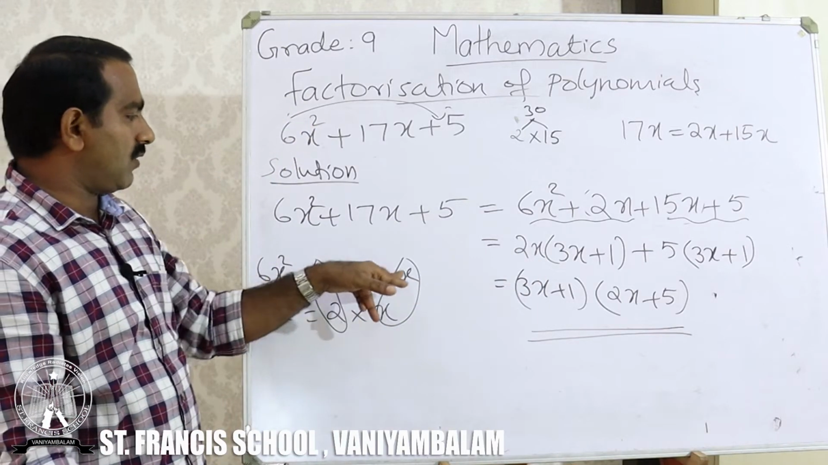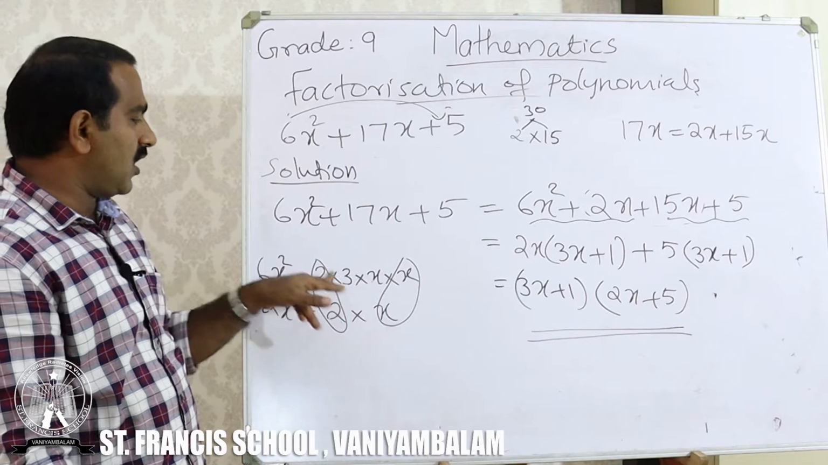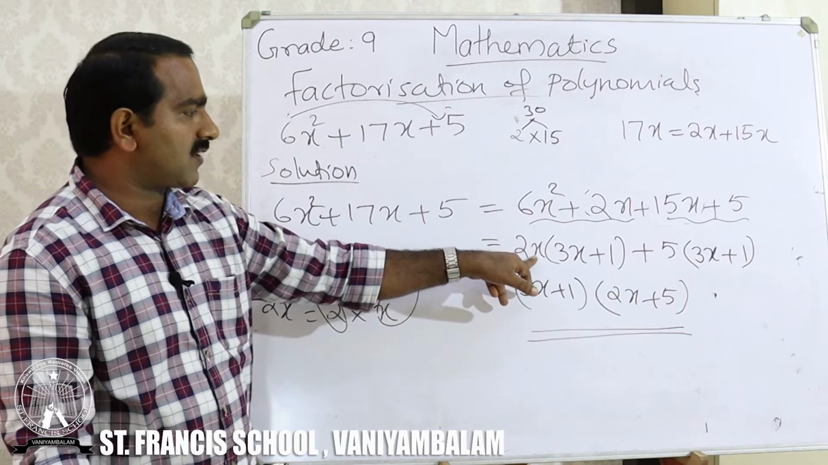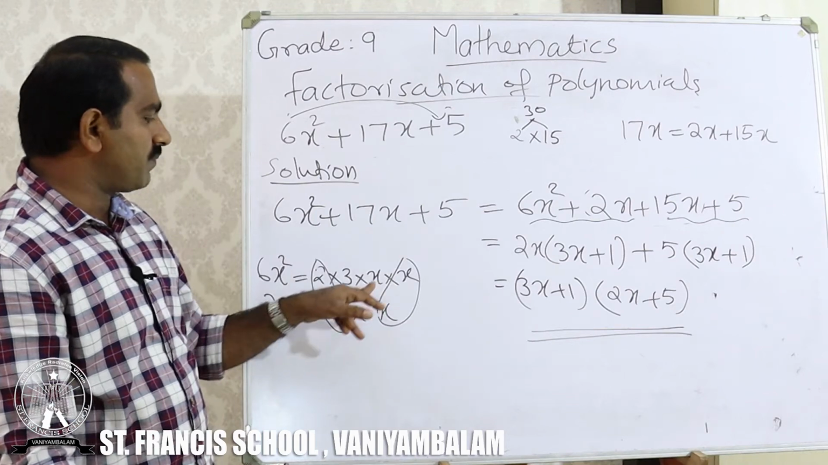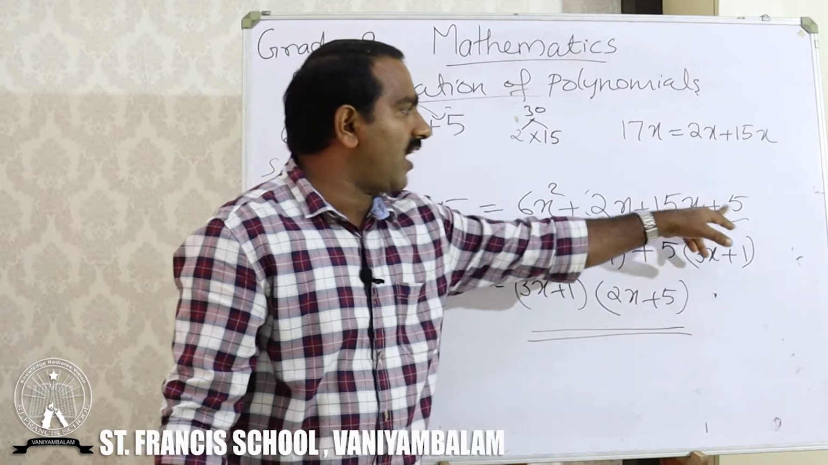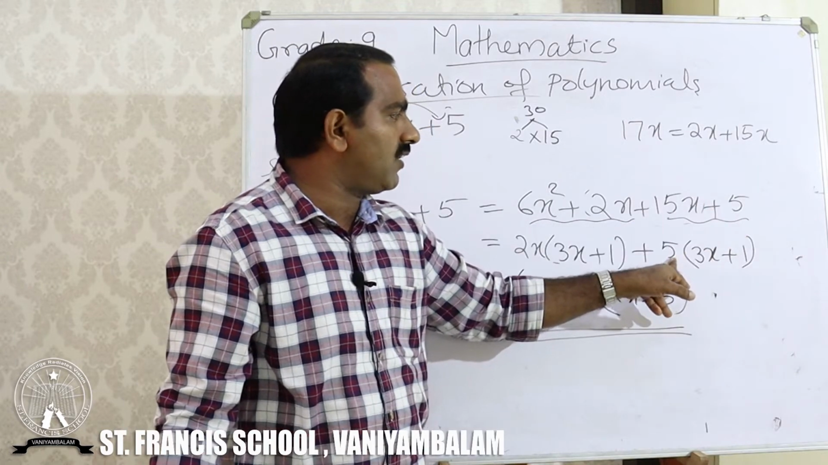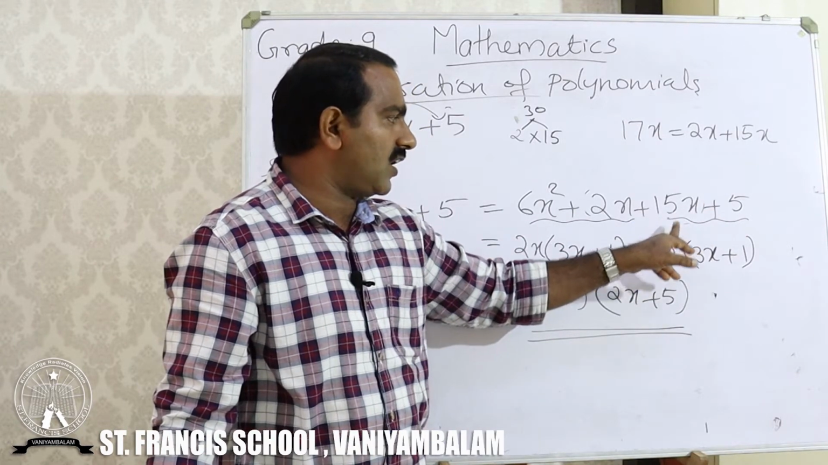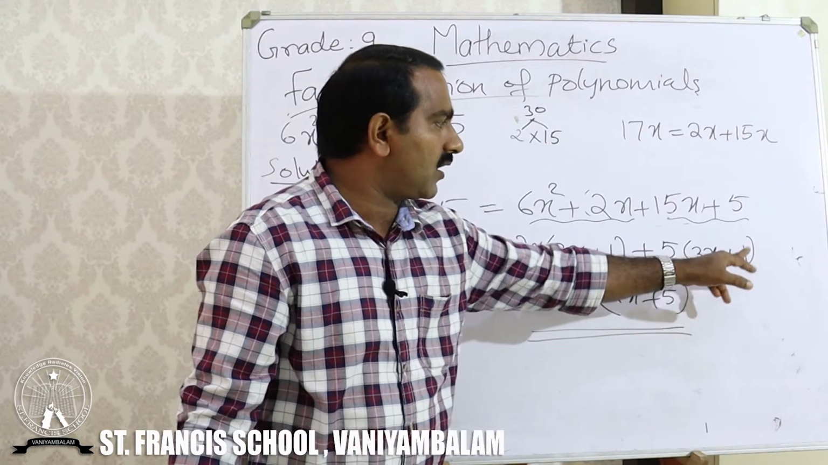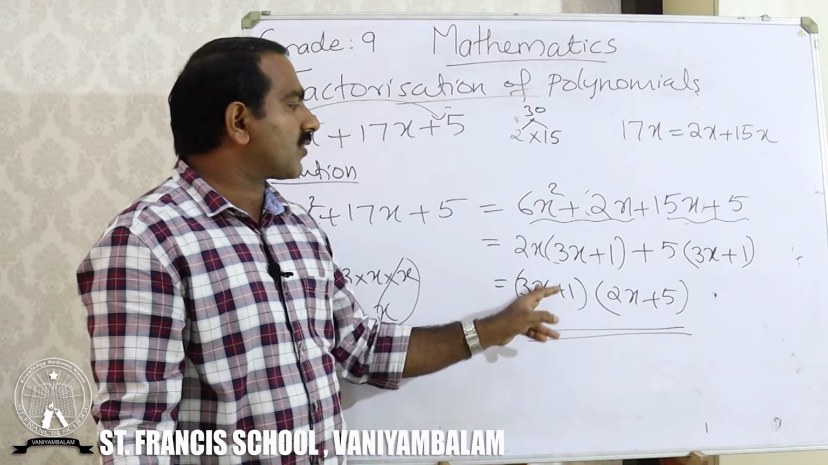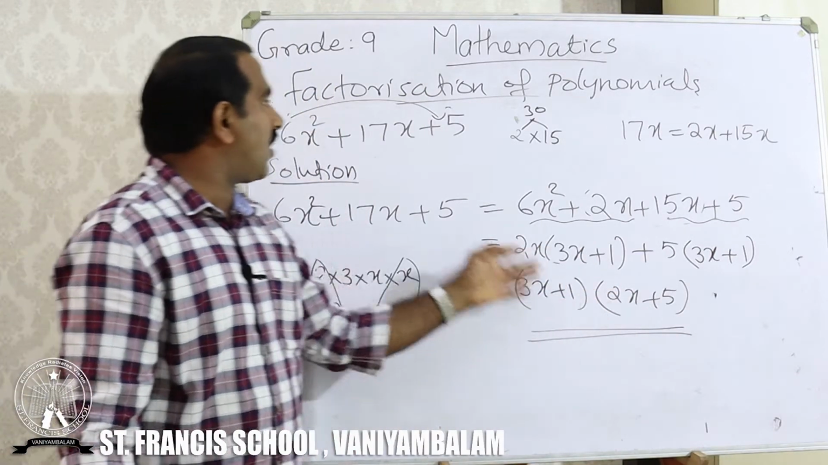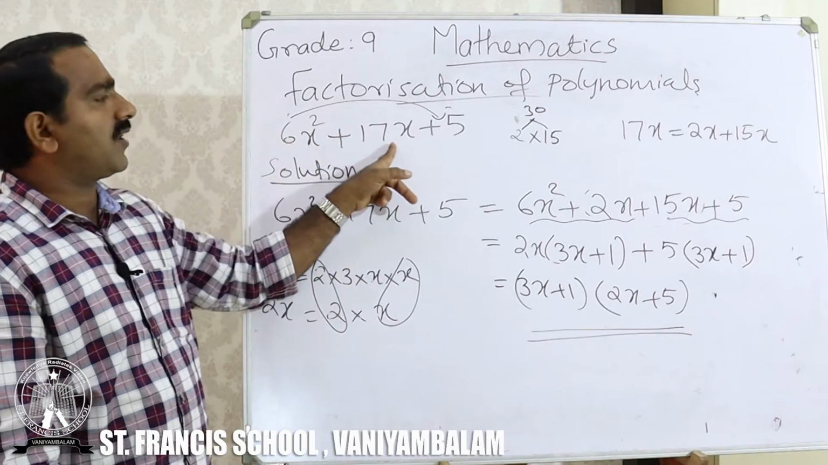6x square equals 2 into 3 into x into x, and 2x equals 2 into x. 2 is common, x is common, so 2x is common, 2x outside. 3x is the first term, 1 is the second term, so 3x plus 1. Similarly, in the third and fourth terms, 5 is common: 5 into 3x is 15x, so 3x plus 1. 3x plus 1 is common, so 2x plus 5. So these are the factors of 6x square plus 17x plus 5.